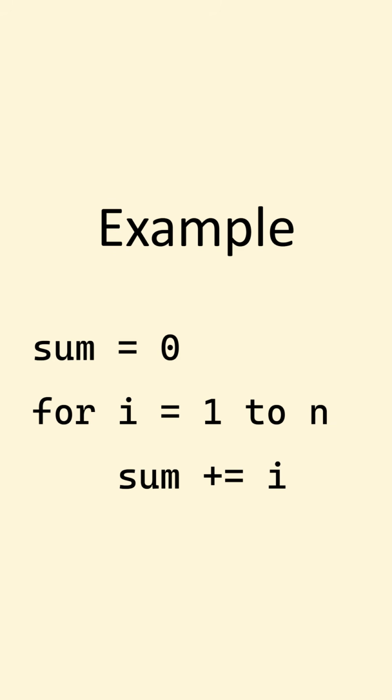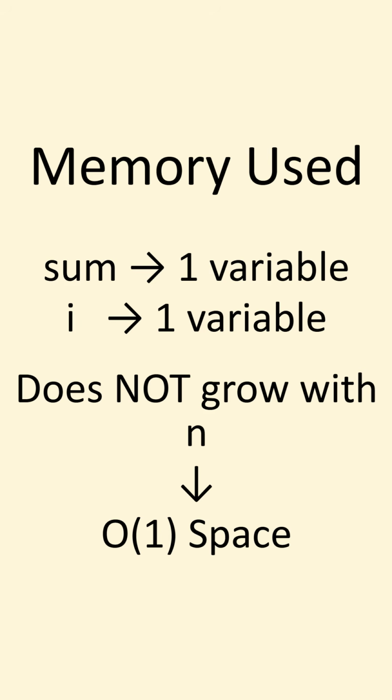Consider this simple algorithm. It processes n numbers but only uses a few variables. The number of variables stays constant regardless of n. Therefore, its auxiliary space complexity is big O of 1.